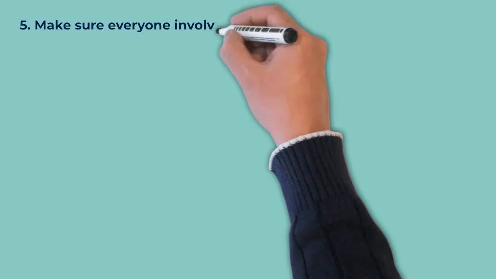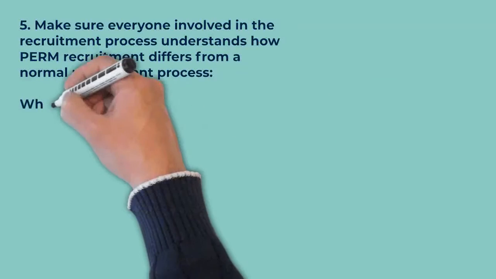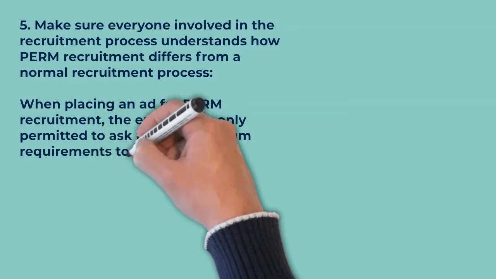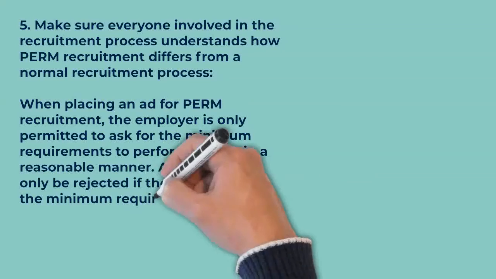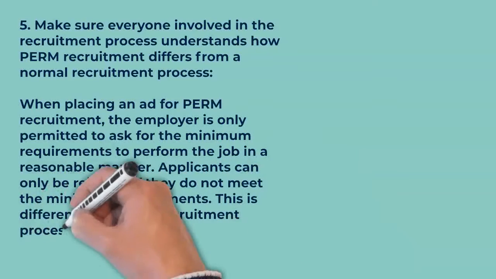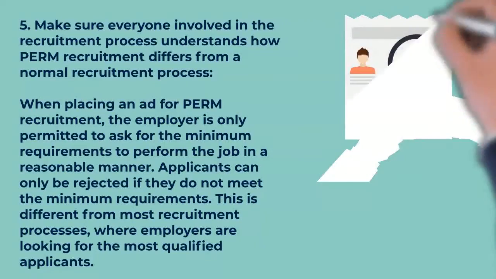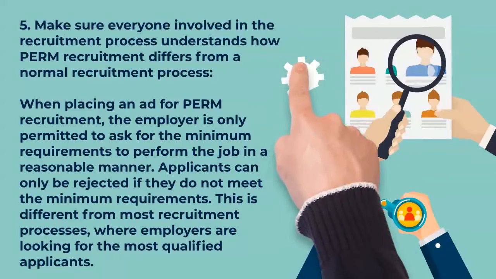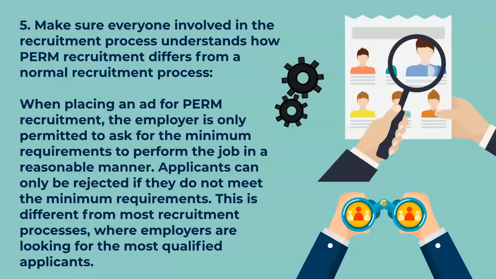5. Make sure everyone involved in the recruitment process understands how PERM recruitment differs from a normal recruitment process. When placing an ad for PERM recruitment, the employer is only permitted to ask for the minimum requirements to perform the job in a reasonable manner. Applicants can only be rejected if they do not meet the minimum requirements. This is different from most recruitment processes, where employers are looking for the most qualified applicants. Please note that if a qualified, willing, and available U.S. worker is found, the PERM process has to stop, but the employer is not required to actually hire the U.S. worker.